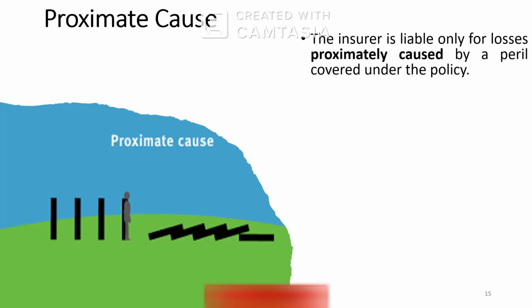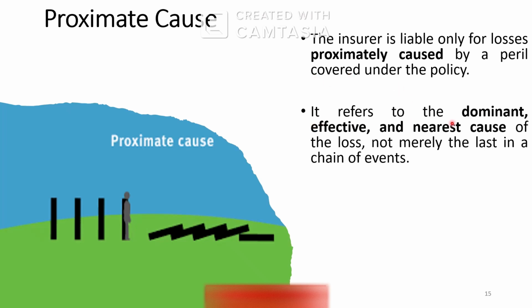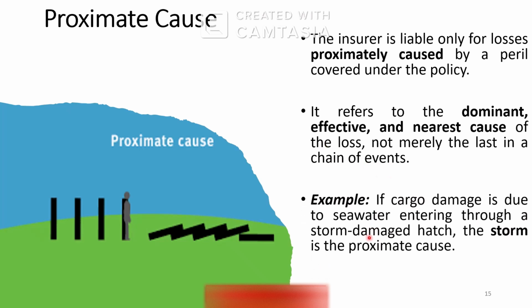Proximate cause. The insurer is liable only for losses proximately caused by a peril covered under the policy. It refers to the dominant, effective and nearest cause of the loss, not merely the last in the chain of events. For example, if cargo damage is due to seawater entering through a storm-damaged hatch, the storm is the proximate cause for the damage.